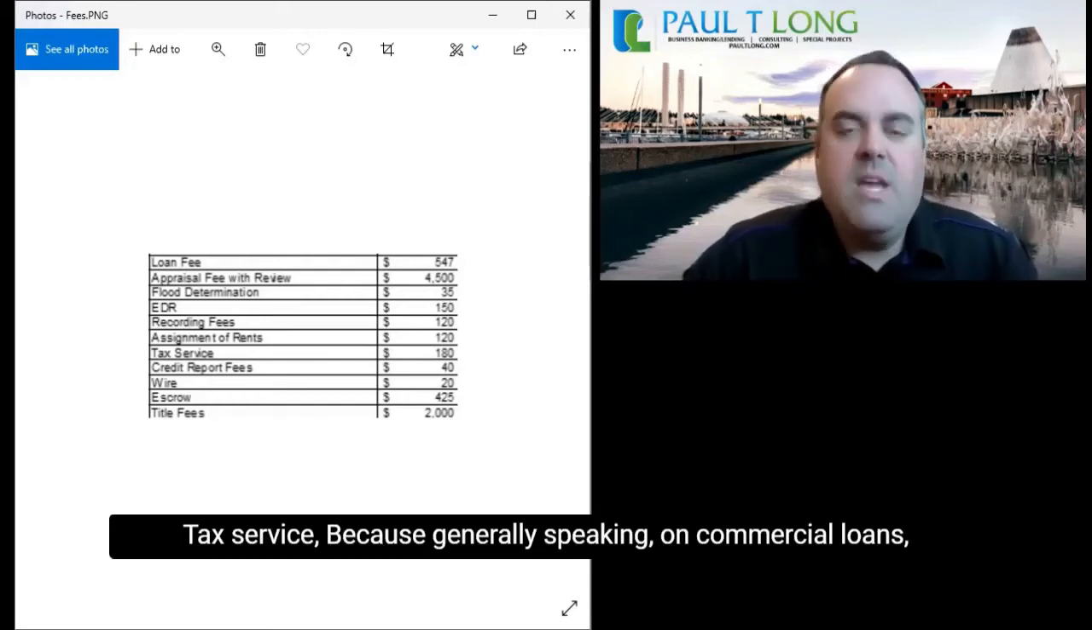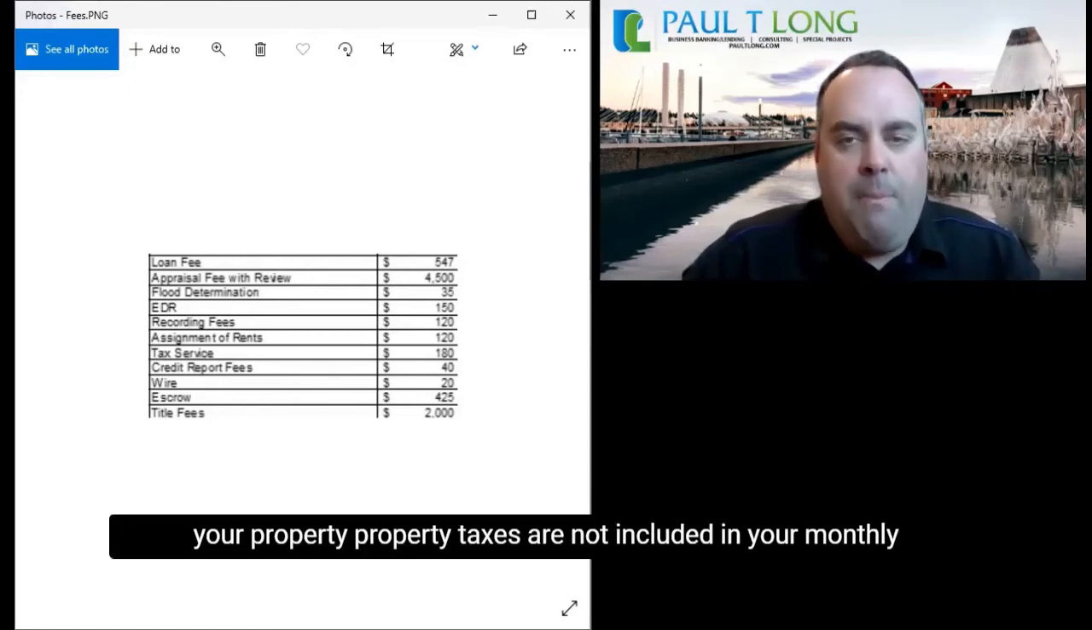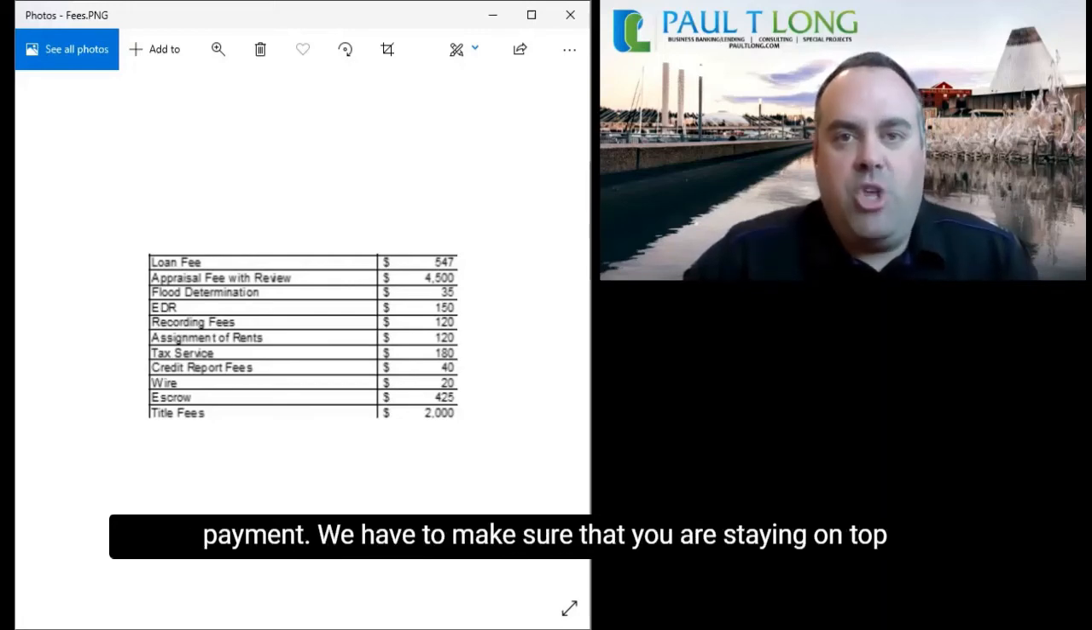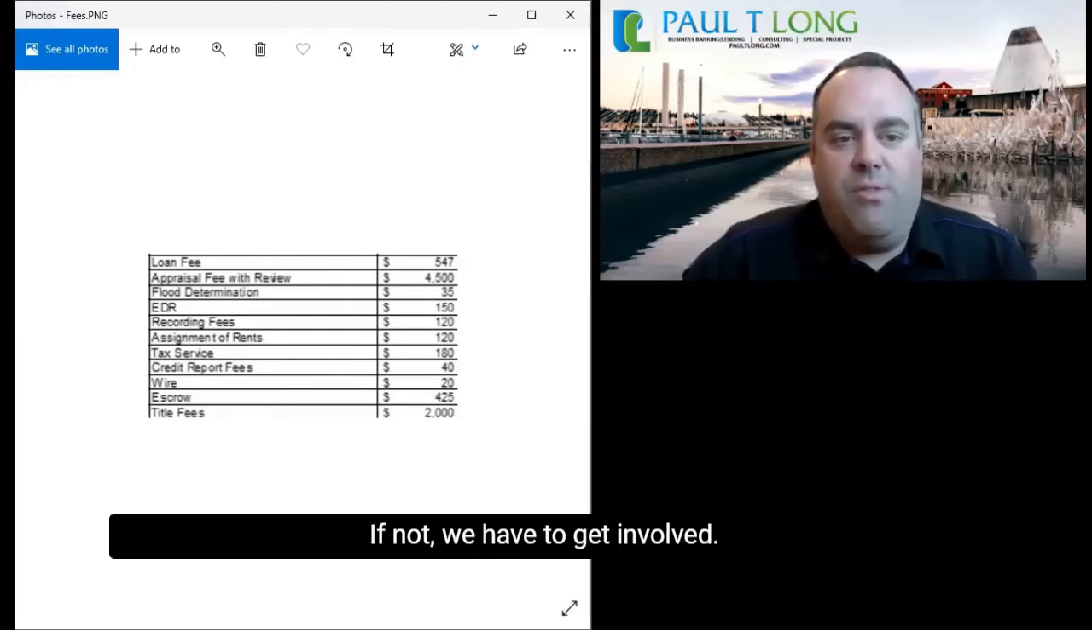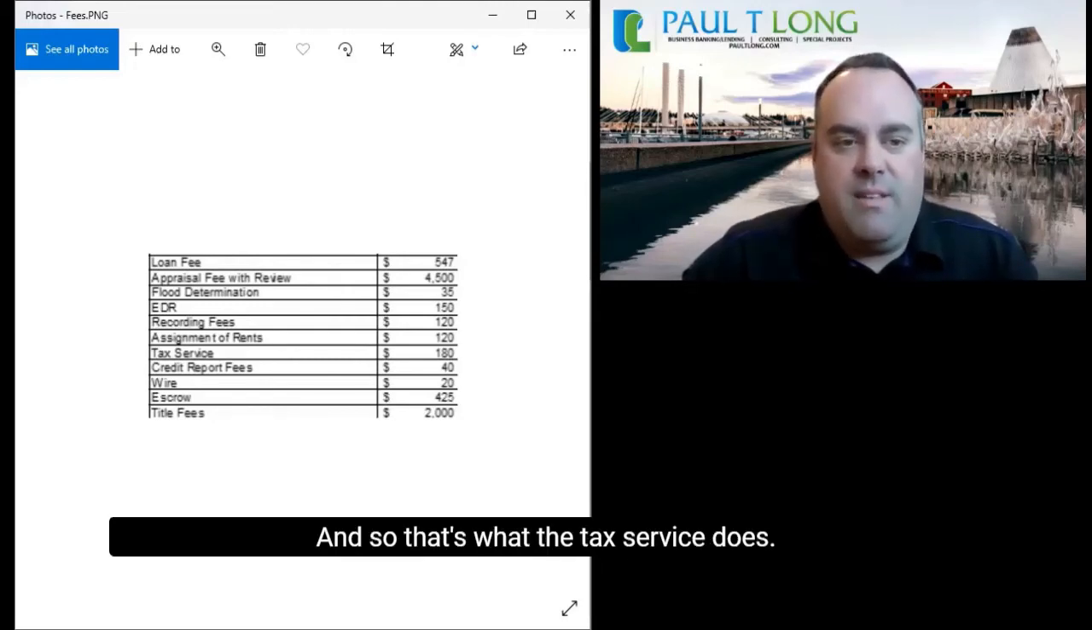Tax service. Because generally speaking on commercial loans, your property taxes are not included in your monthly payment. We have to make sure that you are staying on top of paying your taxes. If not, we have to get involved. And so that's what the tax service does.